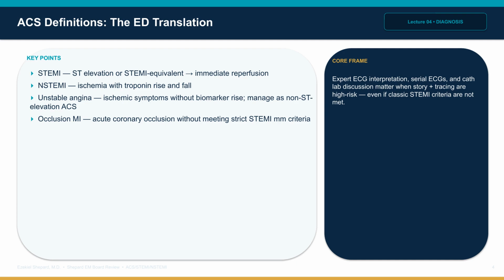Some patients have an acutely occluded coronary artery without meeting strict STEMI millimeter criteria. That is why expert ECG interpretation, serial ECGs, and cath lab discussion matter when the story and the tracing are high risk. The most common cause of ACS is plaque rupture with overlying thrombosis, not gradual stenosis. That is the buzzword the board wants.